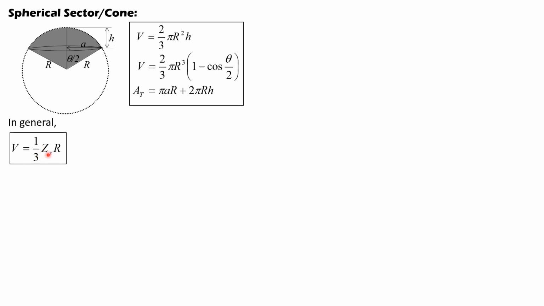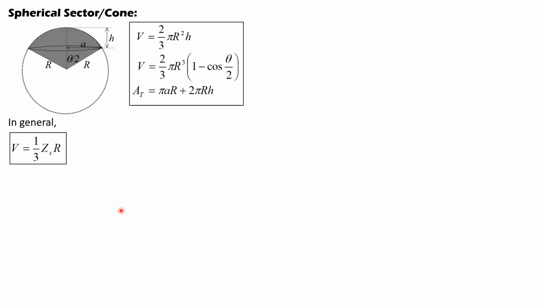If it is a zone area, 2 pi r h, then it will go back to this formula for the volume. If it is a spherical triangle, you just replace this by the area of the spherical triangle, which is pi r squared times the spherical excess divided by 180 degrees. So recall from plane geometry.